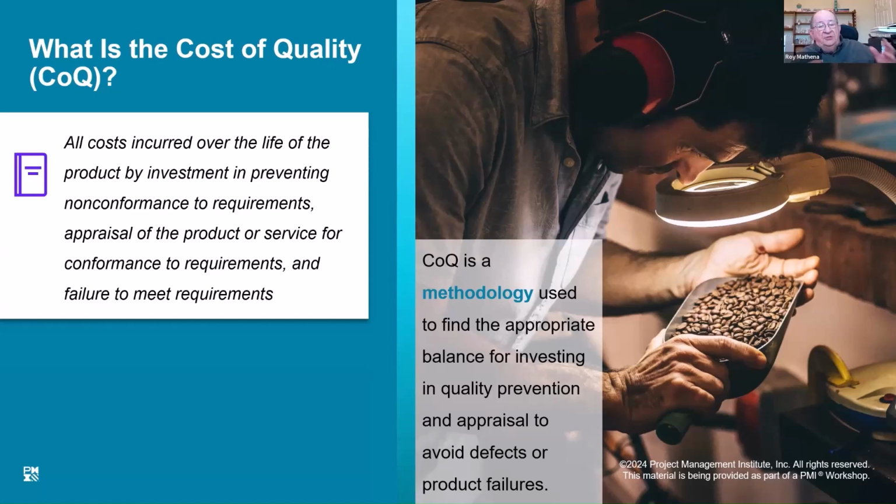A project manager should balance the quality needs of the processes and the products with the cost associated with those needs. Cost of quality. All costs, by definition, incurred over the life of the product by investment in preventing nonconformance to requirements, and so forth. COQ, methodology used to find the appropriate balance for investing in quality prevention and appraisal to avoid defects or product failures.